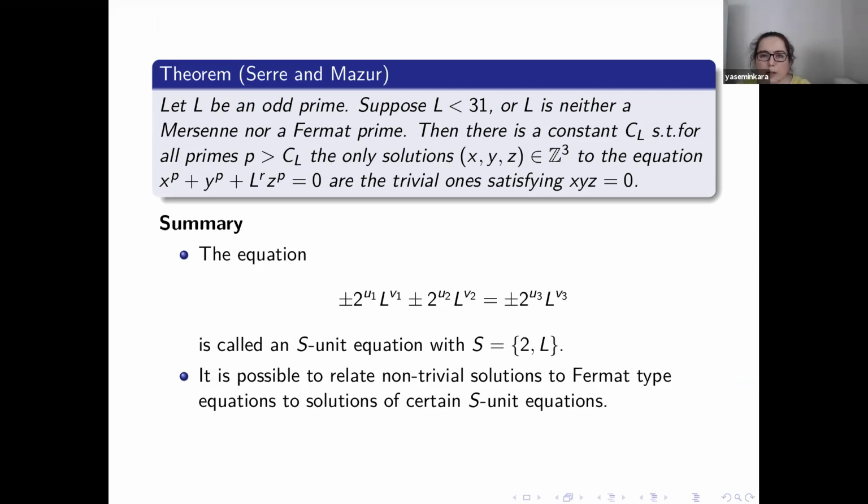Let L be an odd prime. Suppose L is less than 31 or L is neither a Mersenne nor a Fermat prime. Then in this case, you can find a constant such that for all primes bigger than this constant, you have only trivial solutions to the equation x to the p plus y to the p plus r to the r z to the p is equal to 0.